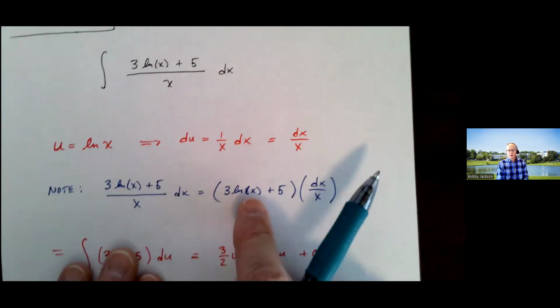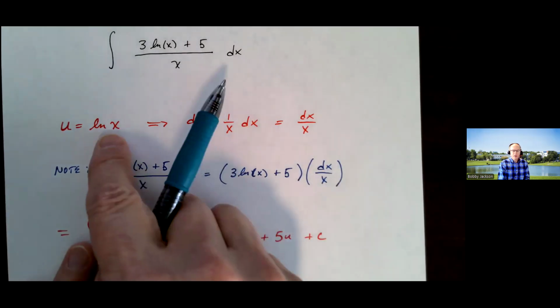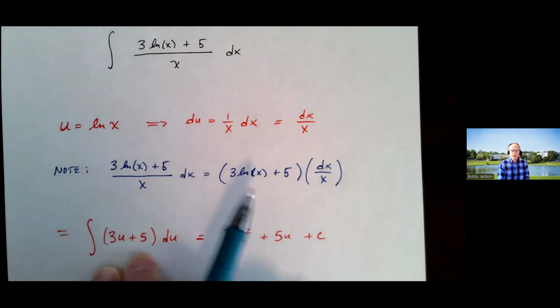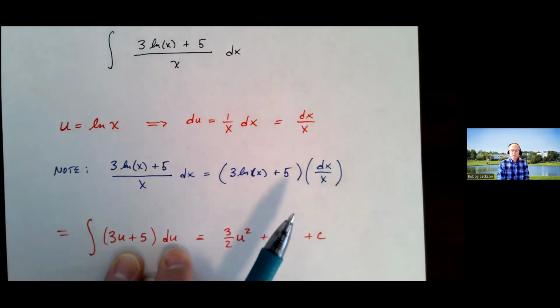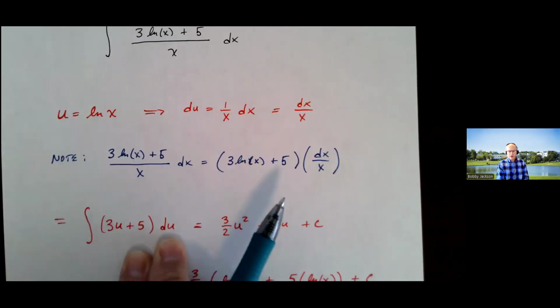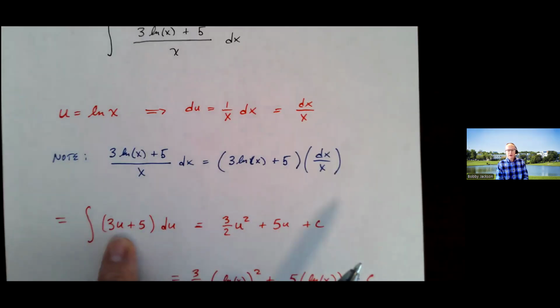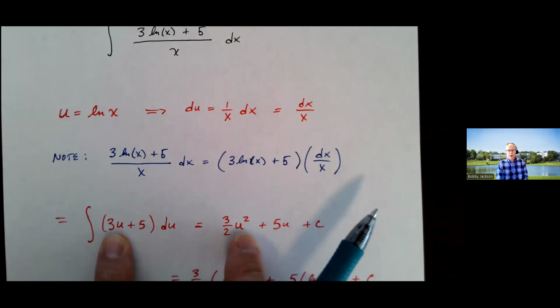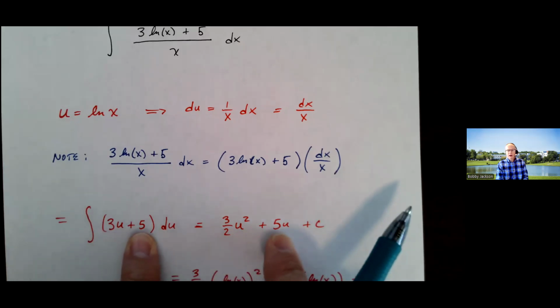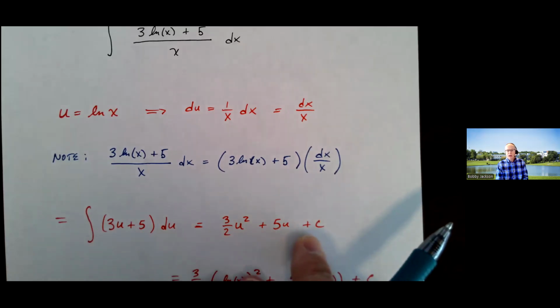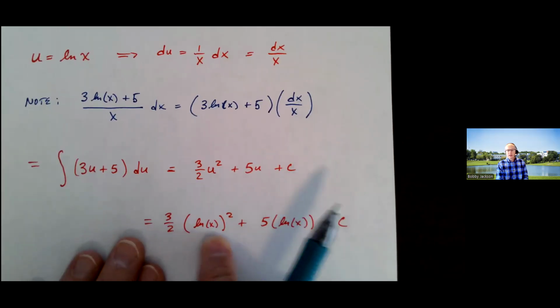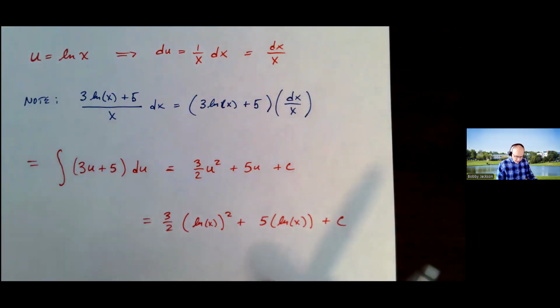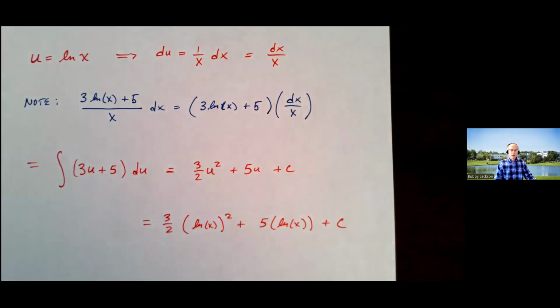If I replace this stuff with u, I get 3 natural log of x is 3u, plus 5. So I get 3u plus 5, and the dx over x is the du. So if you did it this way, it's actually going to work, because I can now find the antiderivative of 3u plus 5. The antiderivative of 3u is 3 halves u squared, the antiderivative of 5 is 5u. Don't forget your plus c. Then going back to the original variable, I replace u with natural log of x, and I get this expression here. That's what I get if I do it with u equal to natural log of x.